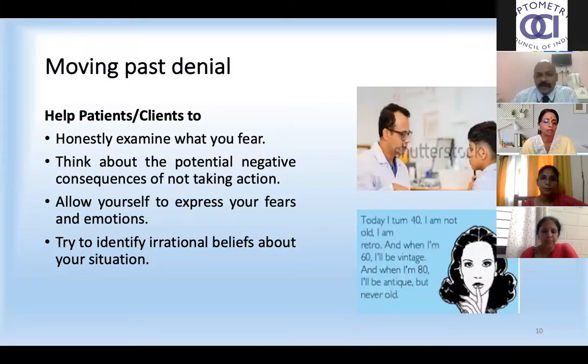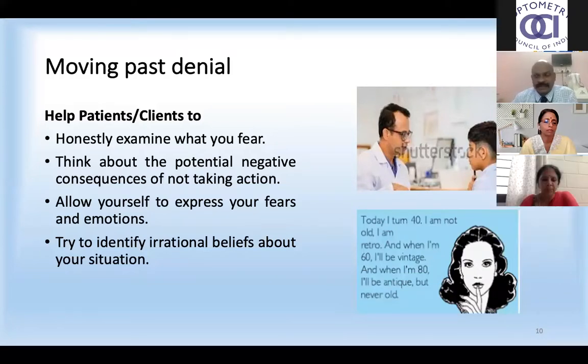The second one is to think about the potential negative consequences of not taking action. So explain to the patient that if they don't wear glasses or any form of correction for near for a certain period of time, what problems they can have: strain to their eyes, strain on the accommodative mechanism, reduced quality of life. There could be a lot at stake when the patient doesn't take proper corrective action.